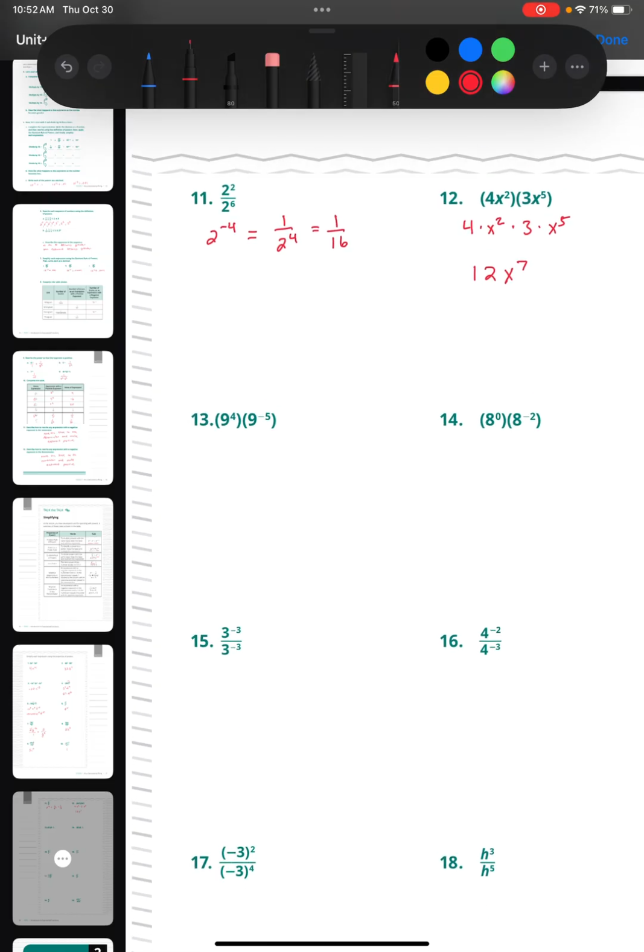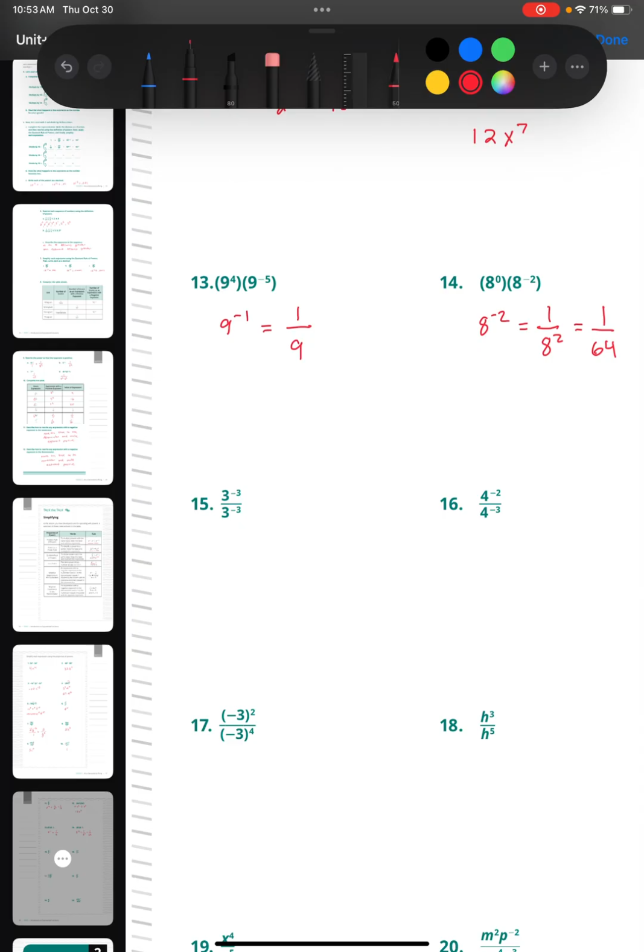Okay, 13 again is our product rule. We're going to add those exponents. So 4 plus -5 gives you -1. So we move that to the opposite side of the fraction, becomes 1 over 9 to the +1. And if it's a 1, you don't have to write that exponent there again. All right, 14. If we add those exponents together, 0 and -2, we get -2. So move that to the opposite side to make that become a +2 exponent. And 8 to the second power, 8 times 8 is 64.